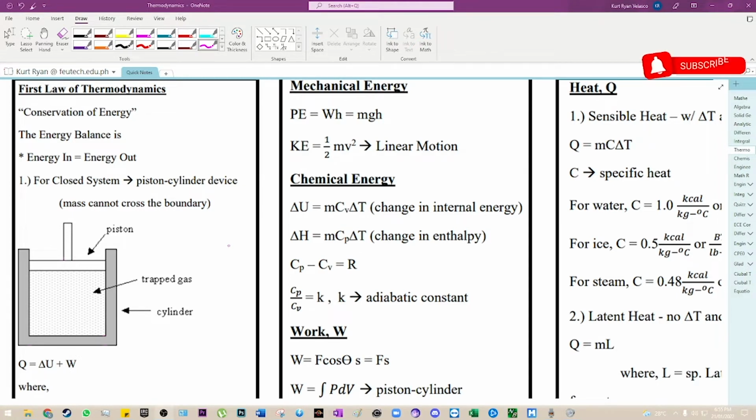For number one, we have the closed system, and the device usually used in a closed system is the piston cylinder device, which means that mass cannot cross the boundary. This is what a piston cylinder device looks like in the diagram. We have a piston, a trapped gas, and of course the cylinder. That's why it's called piston cylinder, because the device is shaped as a cylinder. The piston will just compress the trapped gas. When a gas is compressed, a compression happens. That is basically it.